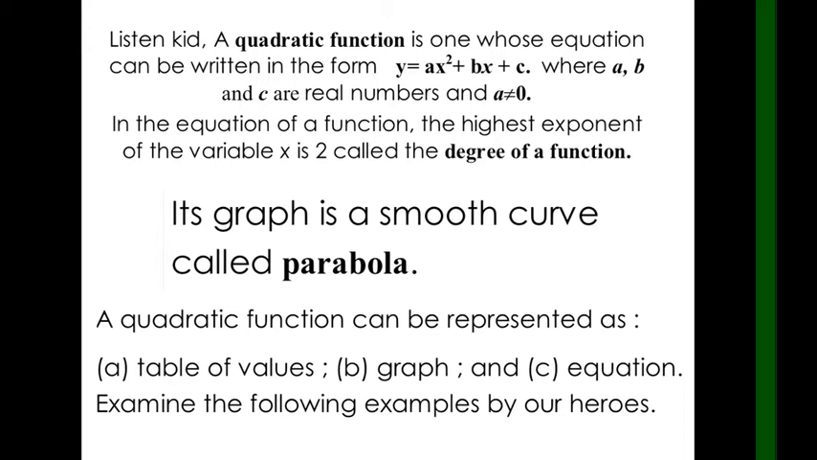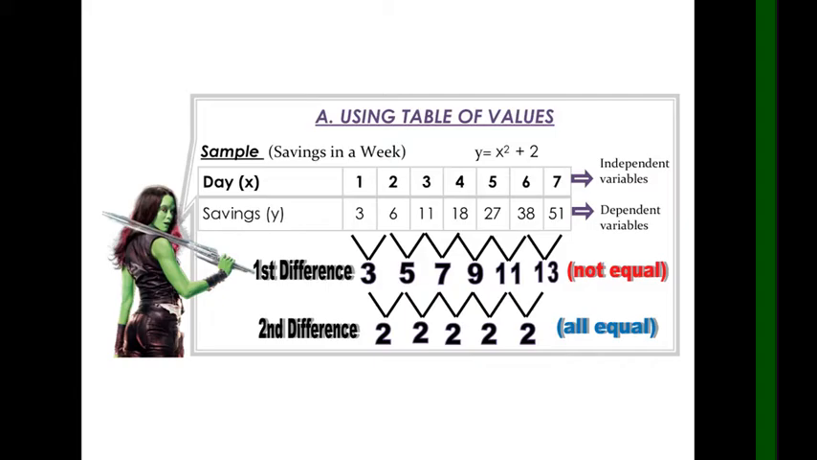A quadratic function can be represented as a table of values, graph, and equation. Examine the following examples. The first one is by using a table. Let's say y equals x squared plus 2. For x, we can assume 1, 2, 3, 4, 5, 6, 7. These are numbers from the independent variable.